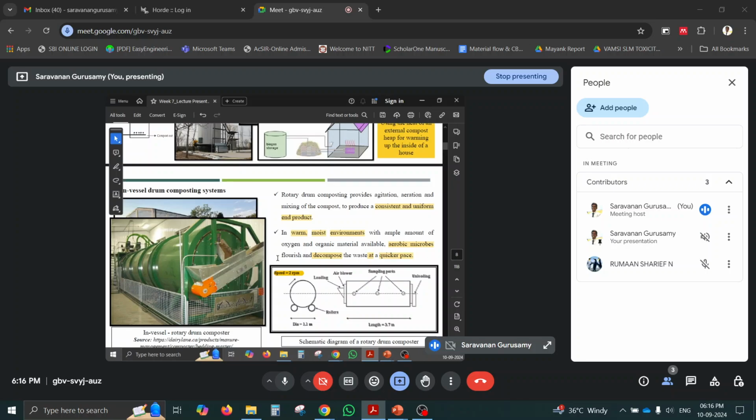Another thing is that because it's a closed in-vessel system, it will have a warm and moist environment. So it will make the aerobic microorganisms flourish and decompose the waste at a quicker pace. That is the principle behind this type of in-vessel composting. So we are maintaining the optimum condition, that is a warm and moist environment, for the aerobic microorganisms to flourish and decompose the waste at a quicker pace.